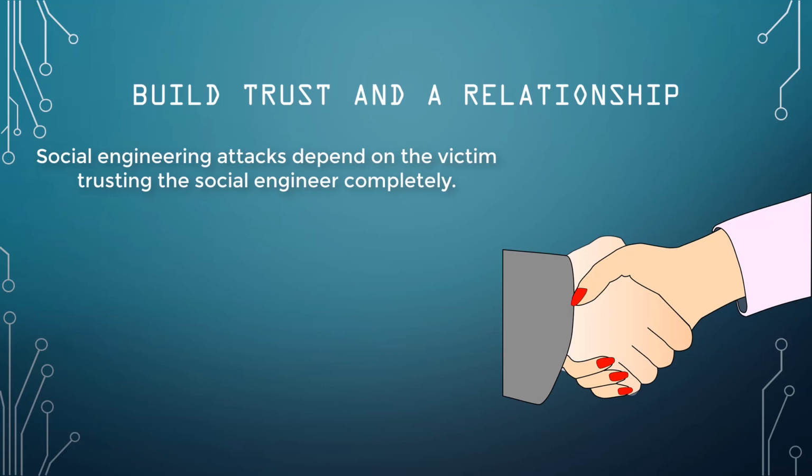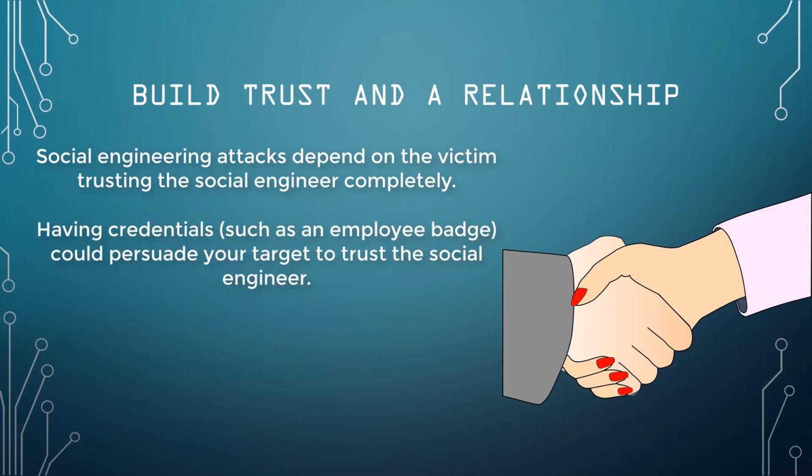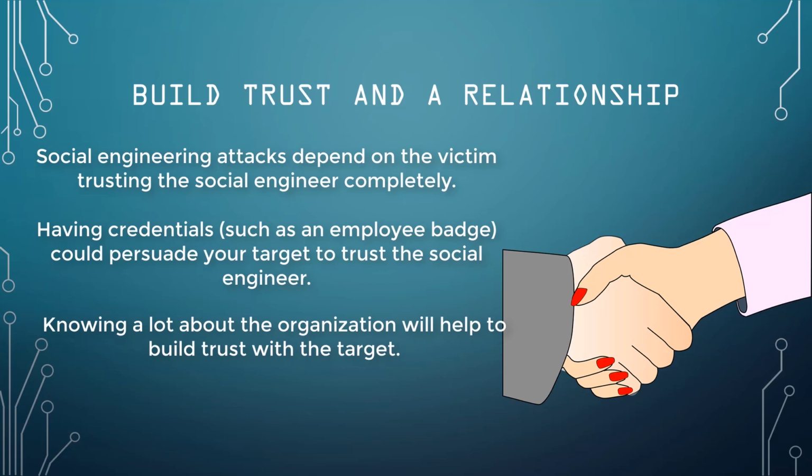In order to gain trust of the employee, the social engineer might provide fake credentials. Through research done in phase 1, they might have been able to see what an employee badge looks like and forge a recreation of one themselves. Knowing a lot about the company and recent events or functions helps to clear any doubt that the target might have about whether or not the social engineer can be trusted.